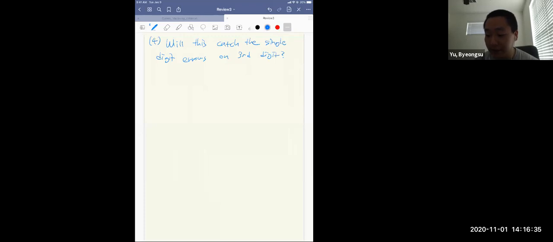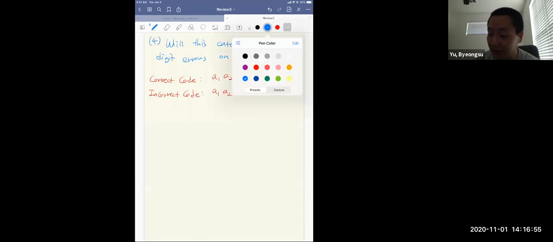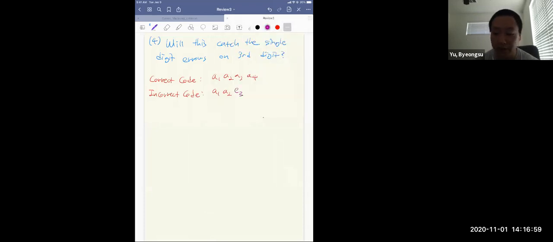To see this, what you can do is just write down the correct code, which is A1, A2, A3, A4, and write down the incorrect code. Here, A1, A2 is the same, but we have a single digit error on the third digit. So in this case, we need to write E3 instead of A3, and A4 is the same.